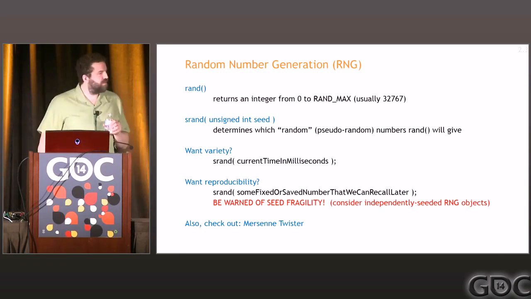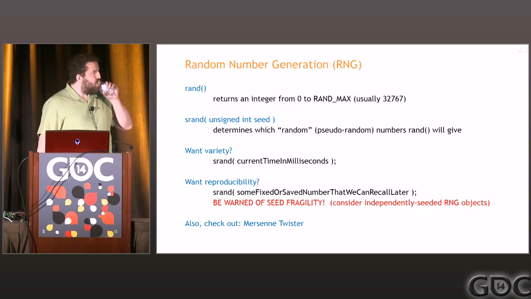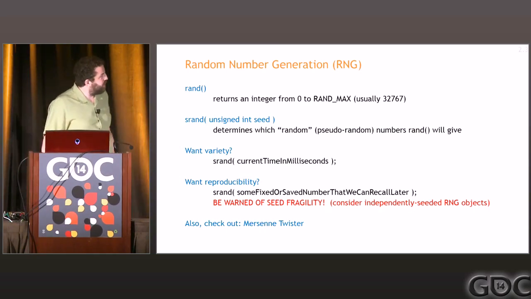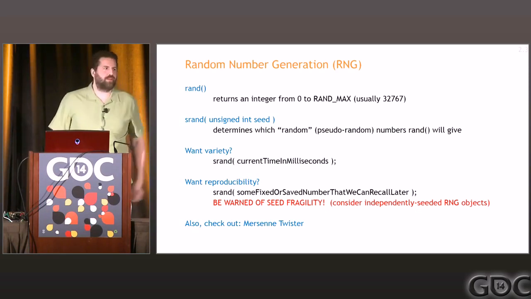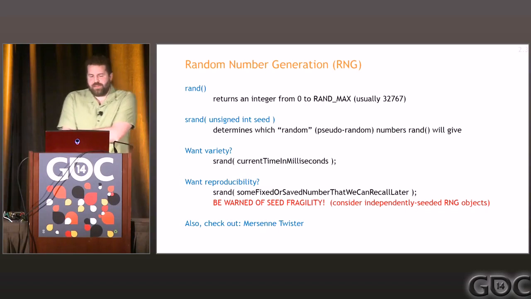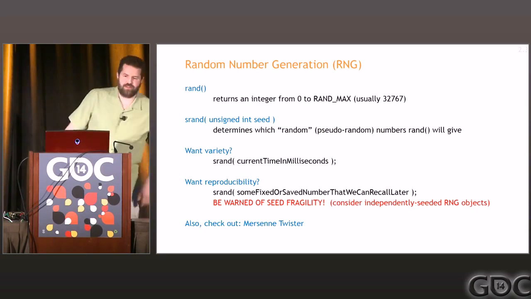Also, rand itself could stand a lot of improvement. It's not super fast. It's not super randomized. There have been considerable works and efforts done to make this better. The most popular one that's dramatically better and faster is the Mersenne twister. I recommend you check that out.